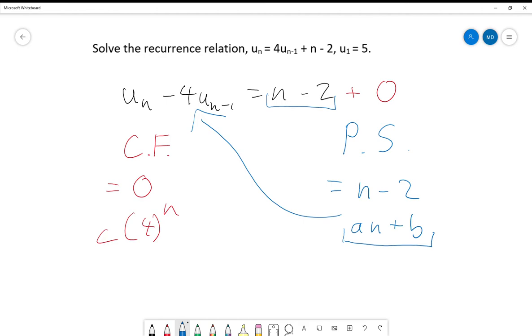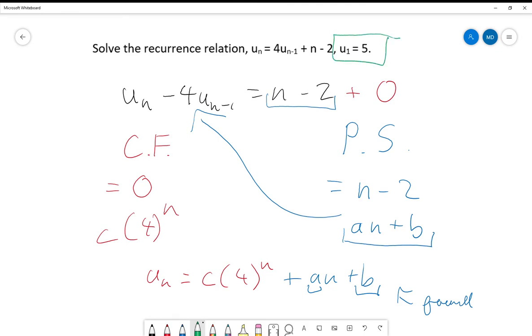And then lastly, we would get an answer of the form un equal to the sum of these two things, so c times 4 to the n, plus our an plus b, but at this point the a and the b would have been found. And then we just plug in our initial condition to find the c. And that would give us our complete solution.